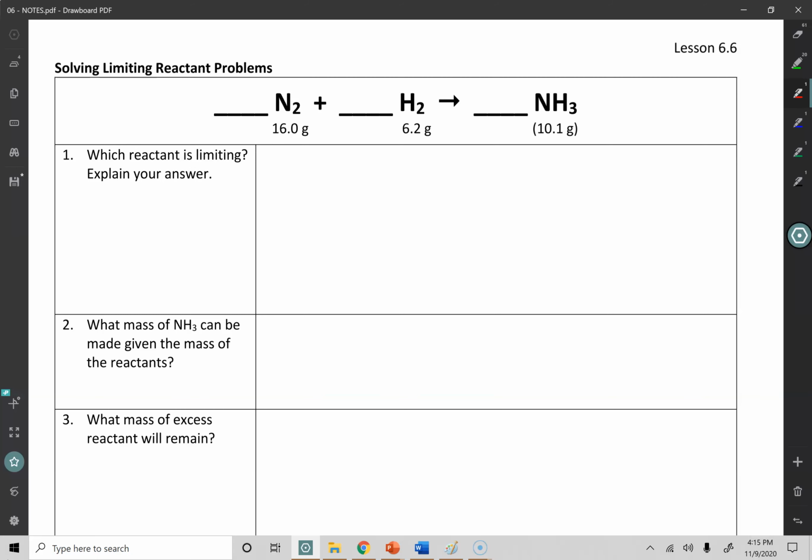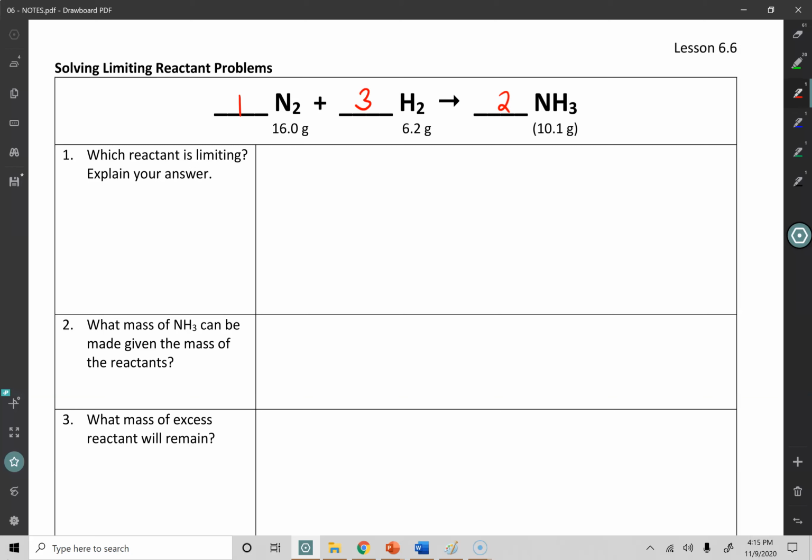Hopefully you're thinking, I can put a 3 in front of hydrogen. I can put a 2 in front of ammonia, and that'll make it just 1 in front of nitrogen. Now these numbers, these masses underneath each of the substances, the ones that are not in parentheses, the ones that are the reactants, I'm telling you the mass that we're starting with. So we're going to start this reaction with 16 grams of nitrogen and 6.2 grams of hydrogen.